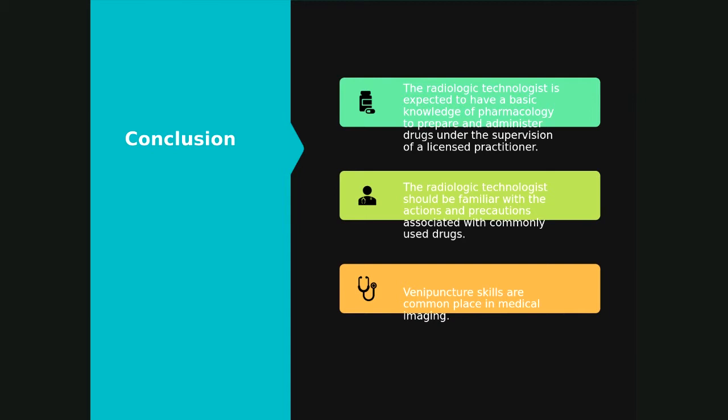And venipuncture skills are a common thing in our medical imaging, meaning we are trained. ASRT says that we have to be trained in venipuncture, at least a basic 4-hour minimum class where we are taught to stick. And while it doesn't always have to be in our job description, it typically is mentioned in there, especially if you plan to work in CT or MR, then you absolutely should know how to perform venipuncture, because you'll be doing that quite a bit because many of the exams are ordered with contrast.